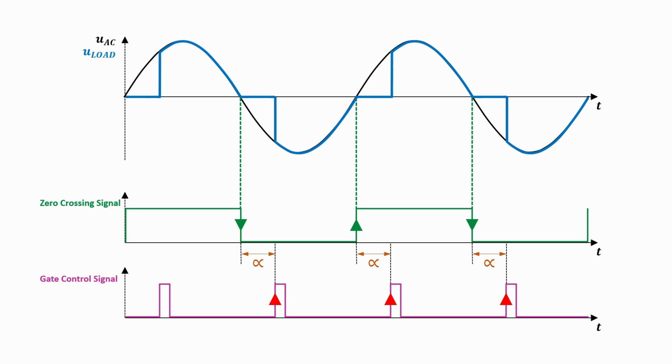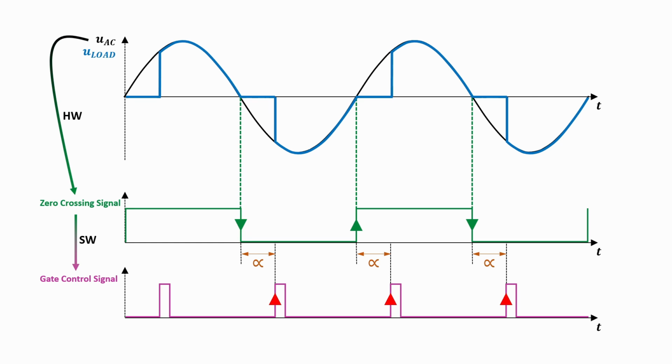But how can we do all that? Well, converting the AC power supply voltage into a zero crossing signal is clearly a job we can do in hardware. However, monitoring the zero crossing signal and transforming it into a gate control signal is a task we want to do in software, especially since we later want to conveniently change the alpha value.